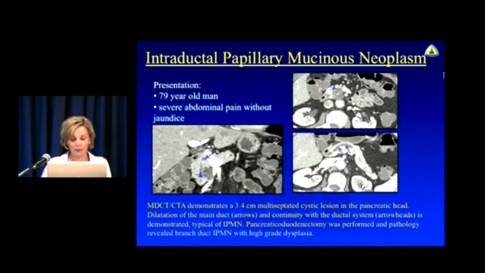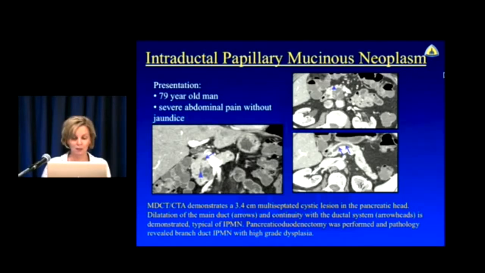Remember, they're more common in the head. 3.4 centimeter multiseptated cystic lesion in the pancreatic head. So you say, well, why isn't that a serous cystadenoma? It's not a great appearance for that. It could be, though. But when you have a serous cystadenoma, they're more common in women, right? But also, they shouldn't obstruct the duct, or involve the duct, I should say. So you can see in this case, there is enlargement of the ductal system. So that would be typical of an IPMN.